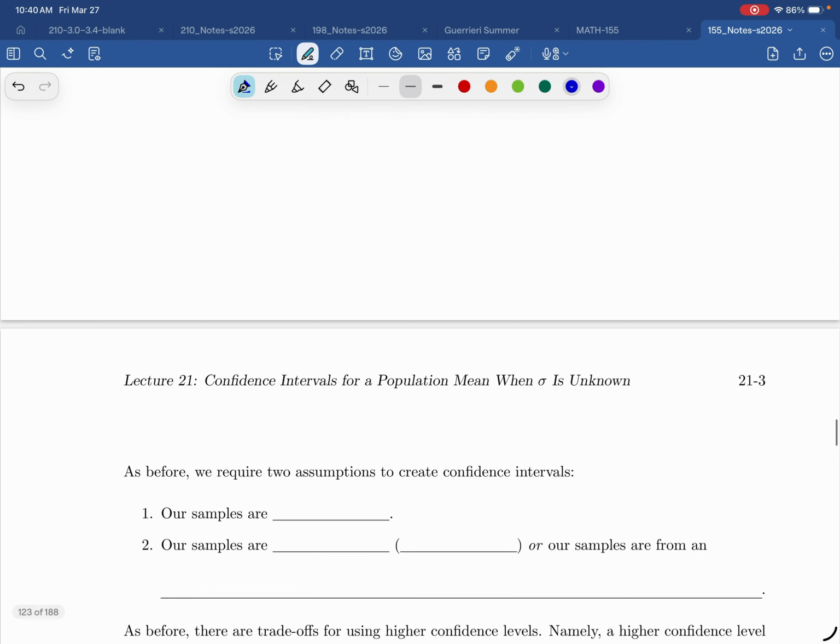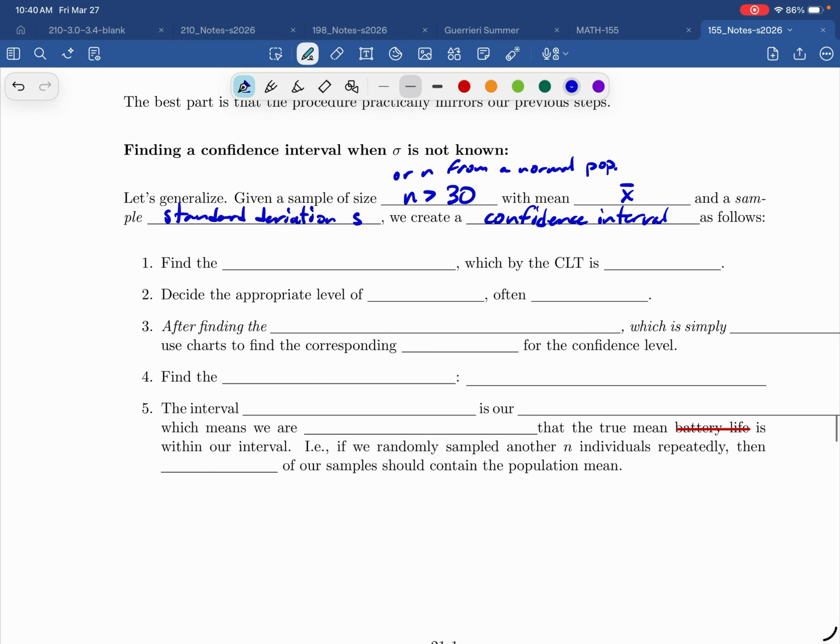Find the standard error, which we denote SE, which by the central limit theorem is, in this case, not sigma over root n. That's what it was before. Now it's going to be S over root n, where S is our sample standard deviation, because we don't know sigma anymore, so we can't use it. Next, we decide on the appropriate level of confidence, often 95%. That stays the same.